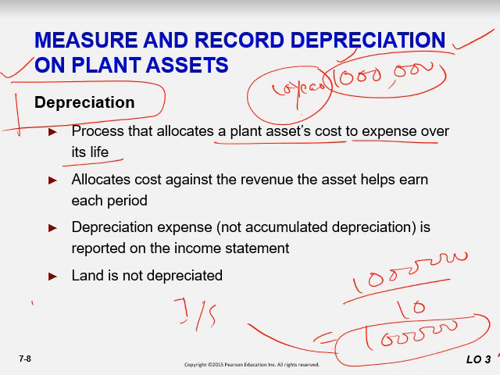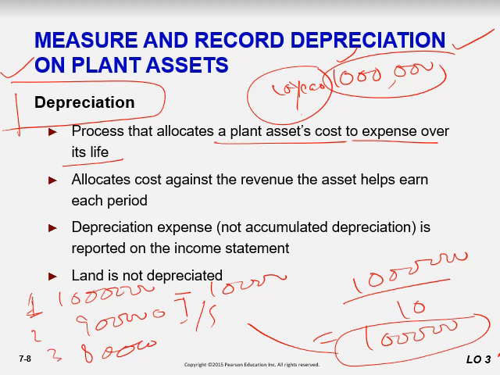And every year, for example, in year 1 its value is 1 million, in year 2 its value is 900,000 because you subtract depreciation of 100,000, and then 800,000 in year 3. So at the end of 10 years its value would be 0, right? Depreciation allocates the cost of the asset against the revenue it helps to earn each period. So this asset is going to be used in generating revenue as well, right?